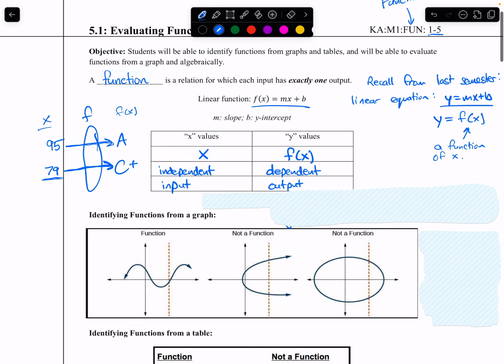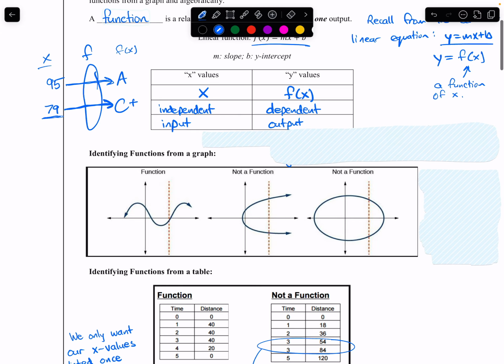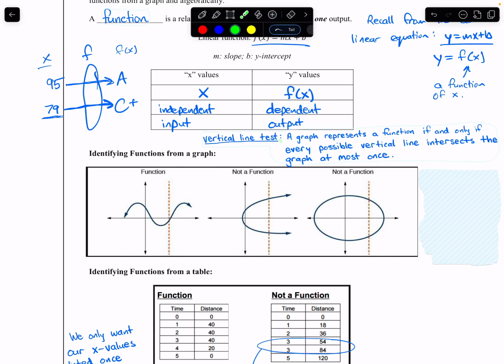Okay. So moving on, we're going to learn how to identify functions from a graph. So I'm not giving you numbers, I'm not giving you letters or anything. This is just our xy plane. So we have our x-axis here and our y-axis. And this first picture represents a function. And it's because of this dashed line here. This is a visual representation of what we call the vertical line test. So I'm going to uncover that now.